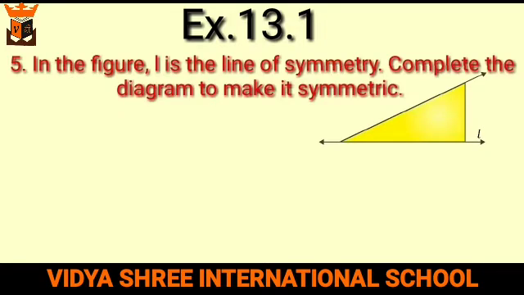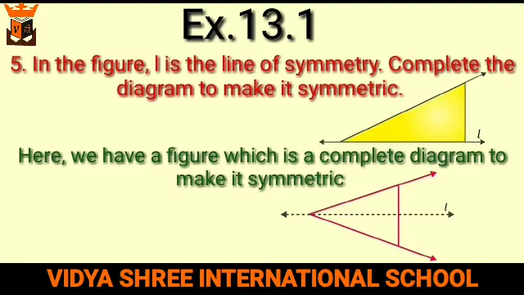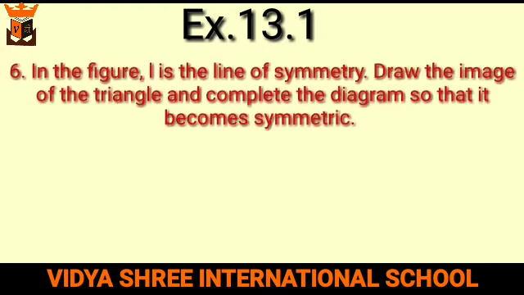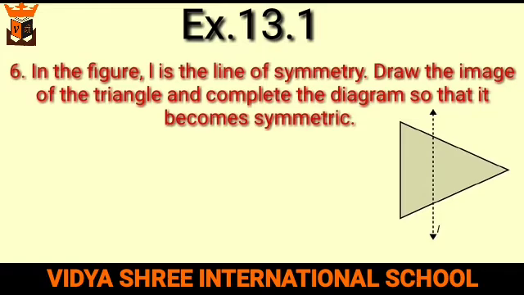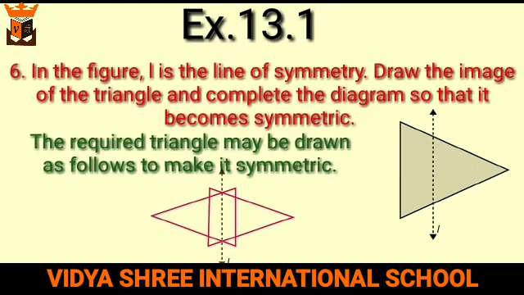Question number 5 is, in the figure, L is the line of symmetry. Complete the diagram to make it symmetric. Here we have the complete diagram to make it symmetric. Question number 6 is, in the figure, L is the line of symmetry. Draw the image of the triangle and complete the diagram so that it becomes symmetric. So the required triangle may be drawn as follows to make it symmetric.